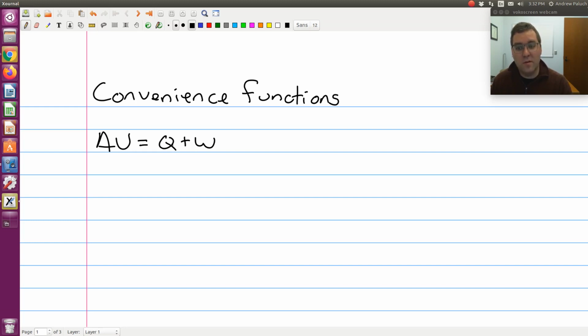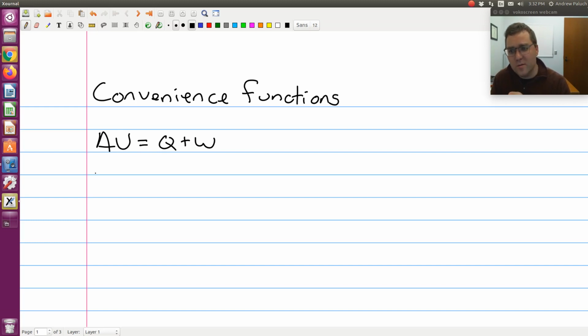So the numerical value of Q and W is going to be dependent on how I go from state 1 to state 2. It's not just dependent on the initial and final point, but it's dependent on the path that I take to go from 1 to 2. Okay, so U is a state function, Q and W are path functions.